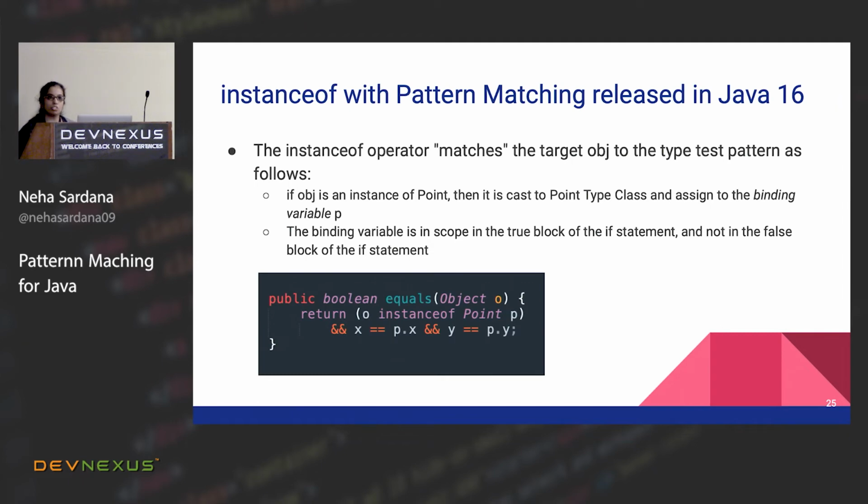Now, what happened with Java 16, the production version of the instanceof operator with pattern matching? The instanceof operator matches the target object to the type test pattern as follows. If obj is an instance of Point, it is cast to the Point type and assigned to binding variable p. The binding variable is now in scope in the true block of the if statement and not in the false block of the if statement. We'll talk about the binding variable in one second, so hold on.